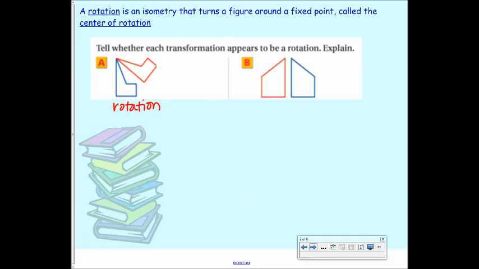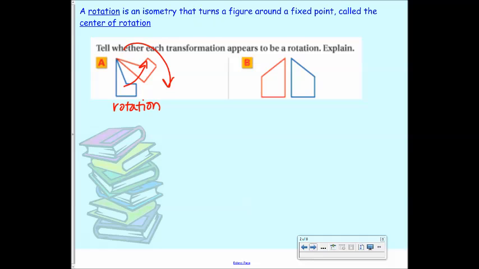If blue is the original and red is the new, which way did it rotate? Counterclockwise? Well, it rotates this way, so that would be counterclockwise. Why? Because clockwise is this way. Clockwise would be going down that way, like a clock turns, right? So that would be counterclockwise. Good.